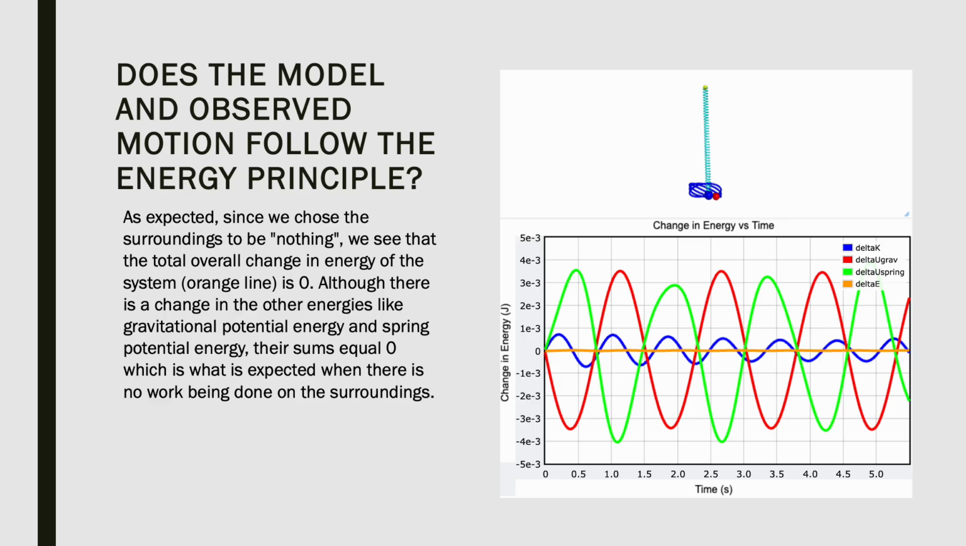In the image to the right, we see the simulation generated by the computational model and the energy graph. As expected, since we chose the surroundings to be nothing, we see that the total overall change in energy of the system, orange line, is zero. Although there is a change in other energies like gravitational potential energy and spring potential energy, their sums equal zero, which is what is expected when there is no work being done on the system.